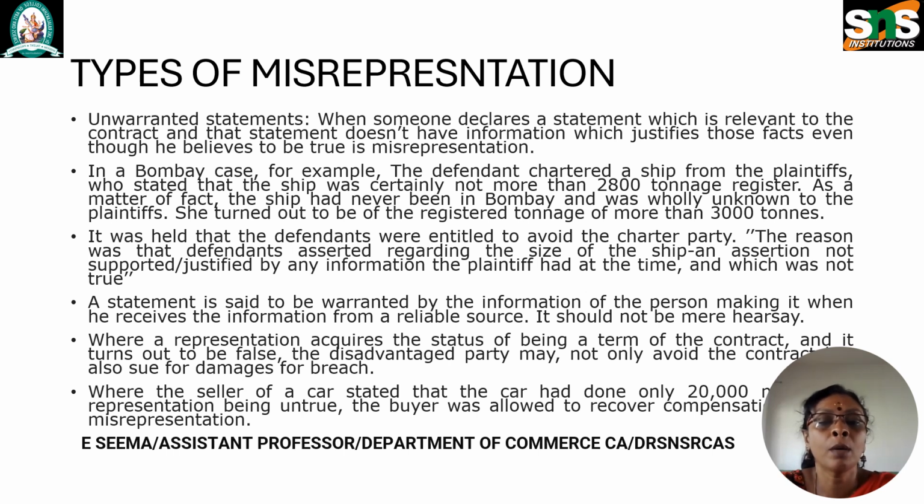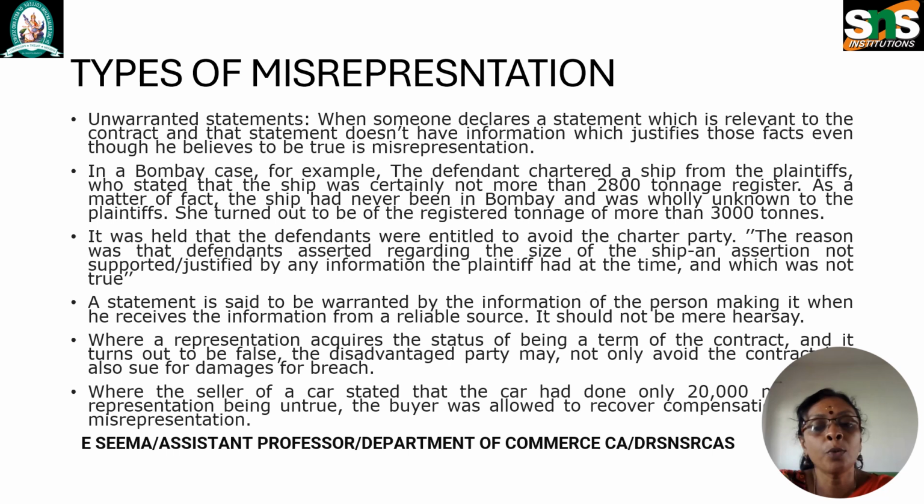In the Bombay case, for example, the defendant chartered a ship from a plaintiff who stated that the ship was certainly not more than 28,000 tonnage registered. As a matter of fact, the ship had never been in Bombay and was wholly unknown to the plaintiff. She turned out to be a registered tonnage of more than 3,000 tons. It was held that the defendants were entitled to avoid the charter party. The reason was that the plaintiff asserted regarding the size of the ship an assertion not justified by any information the plaintiff had at the time, and which was not true.